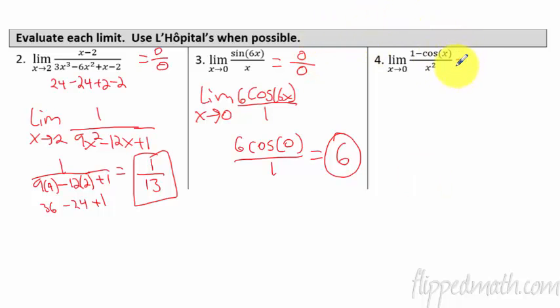And this one kind of looks like a special trig limit. Let's verify first that we get 0 over 0. So let's plug in a 0. We get 1 minus 1 over 0 squared. So yeah, we're going to have 0 over 0. So we're allowed to use L'Hopital's.